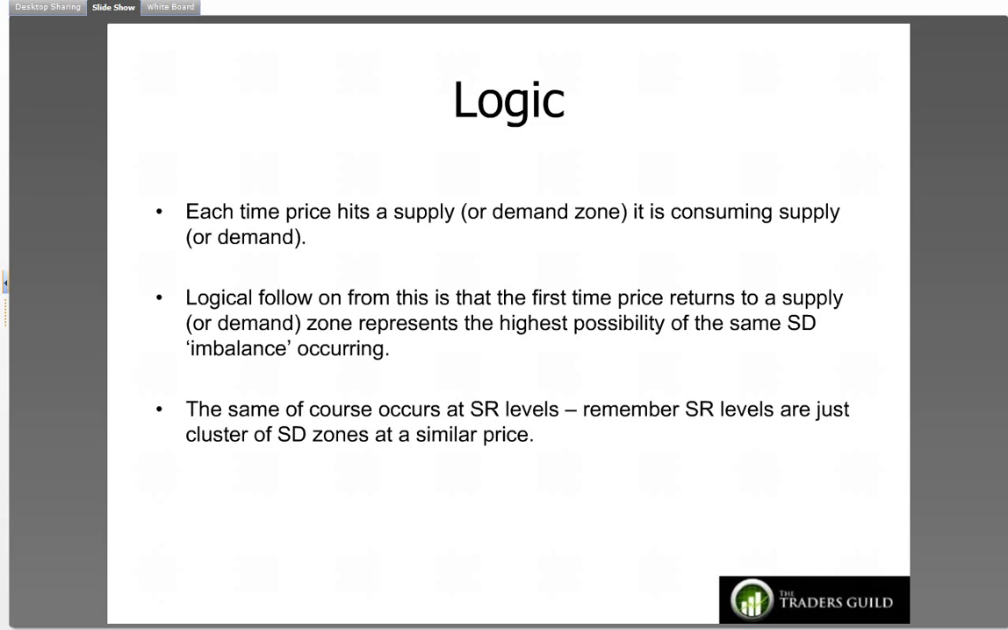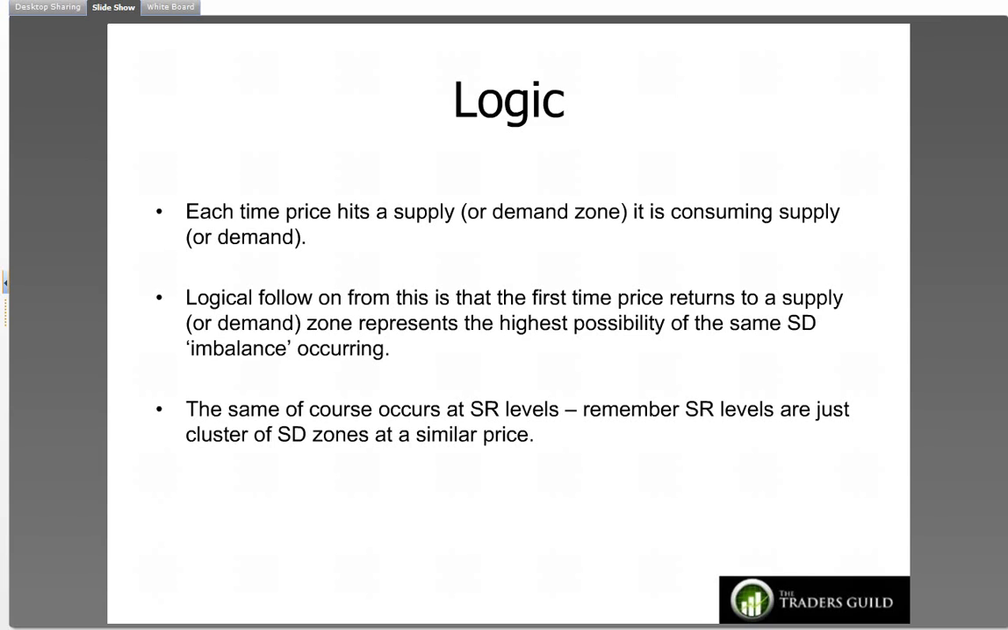Okay, it's pretty basic stuff, it's pretty common sense, but it does go against the traditional textbook teachings, which is the more touches you have on a support resistance zone, the stronger it is. Okay, that's actually illogical. The more touches you have, the weaker it's going to be, because it's consuming demand or supply on each rejection from that support resistance zone.